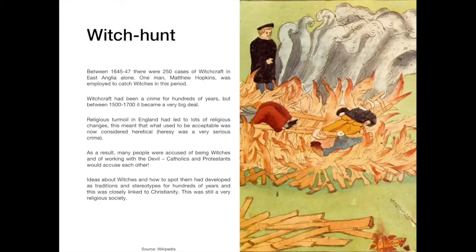Witch hunt. Between 1645 and 1647, there were 250 cases of witchcraft in East Anglia alone. One man, Matthew Hopkins, was employed to catch witches in this period. Witchcraft had been a crime for hundreds of years, but between 1500 and 1700, it became a very big deal.